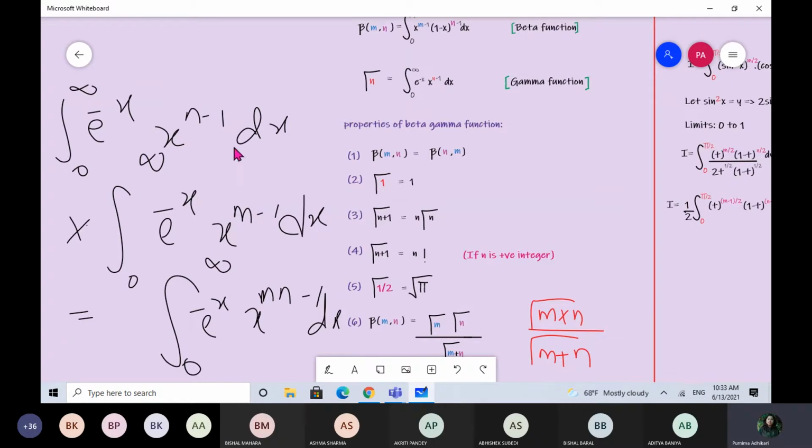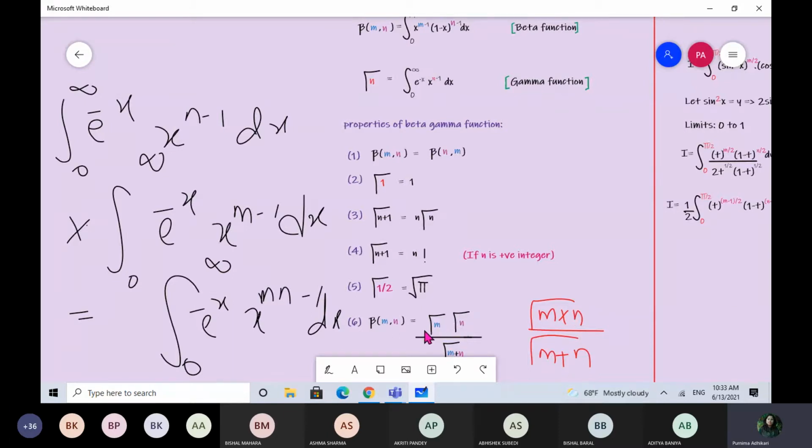Can we write it this way? Multiplication of these two integrals equals e to the power minus x to the power m into n minus 1 dx. I'm waiting for an answer. It doesn't work, right? So we can clearly see that gamma m into gamma n, we have to write separately.